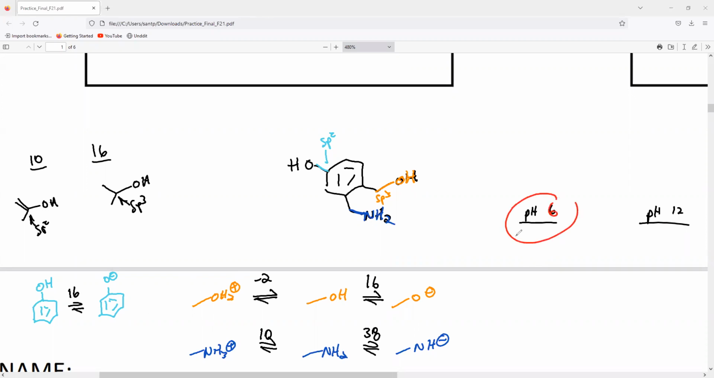So for example, if we're at pH of 6, well, for the sp3 alcohol, where does 6 lie, right? 6 is going to be between -2 and 16. So the dominant form of our sp3 alcohol is going to be in the OH form. Okay, so that's where the pH is relative to the pKa. So this is the form that's dominant. Okay, if I look at 6 in comparison to the nitrogens, 6 is to the left of 10. So that means that the NH3+ form is the form that's dominant at pH 6.